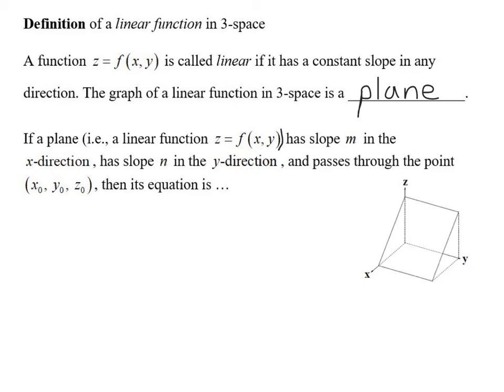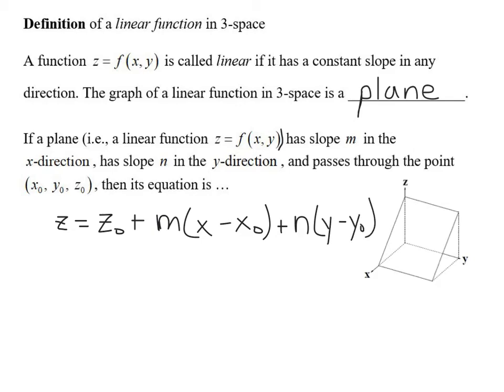We're going to be describing a z value. So its equation is going to be z equals, and we can just start at the z value we know, z sub 0 plus, and let's deal with the x's first. So it'll be our slope times x minus x sub 0, and then plus our slope in the y direction, so n times y minus y sub 0. And we can call that function z. We can also call it f of x comma y.